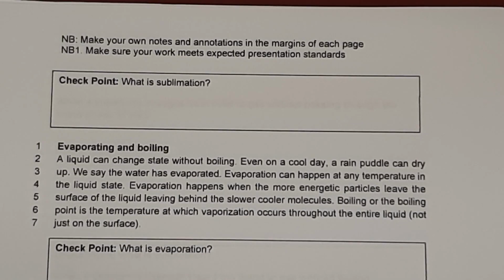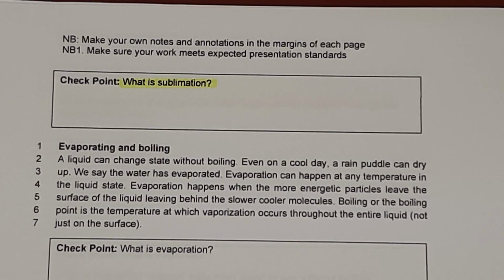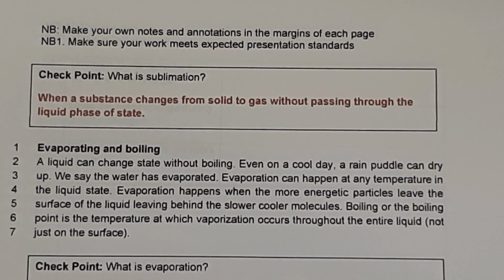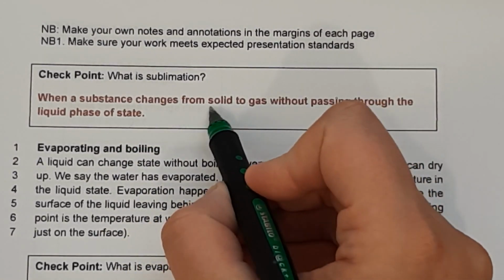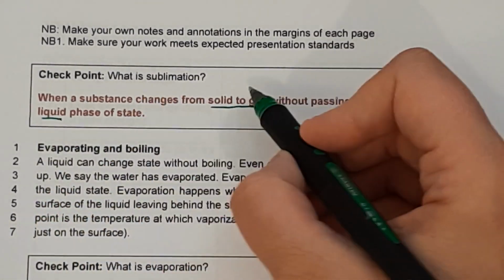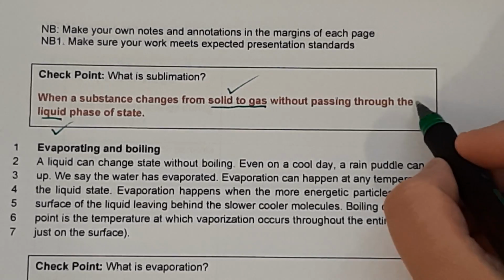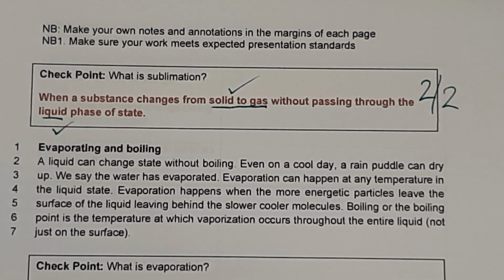So, moving on to page 35, if you could answer the checkpoint question, what is sublimation? Pause the video whilst you do that. So, sublimation is when a substance changes from solid to gas without passing through the liquid phase. There are 2 marks here: saying it goes from solid to gas, and saying it does not pass through the liquid phase, or without turning into a liquid in between. So give yourself a mark out of 2, please.